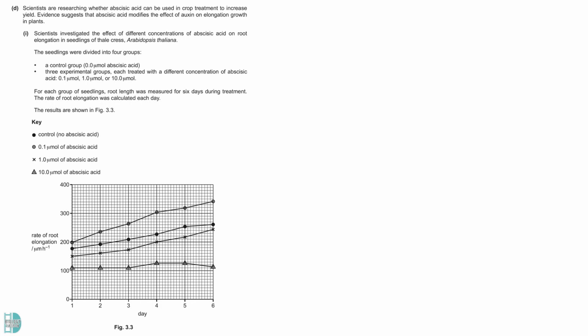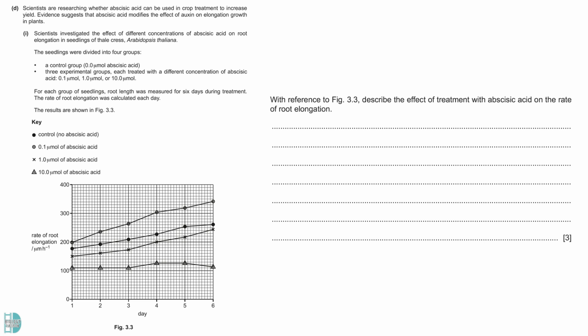D1 talks about the effect of different concentrations of abscisic acid on root elongation. You are asked to describe the effect of abscisic acid treatment on the root elongation rate. In a description question, you should comment on the trend and provide data to support your statement. There is no mark for any explanation, so do not spend time doing that. In this case, there is a control and 3 other sets with different concentrations. You should make comparisons to discuss the effect.